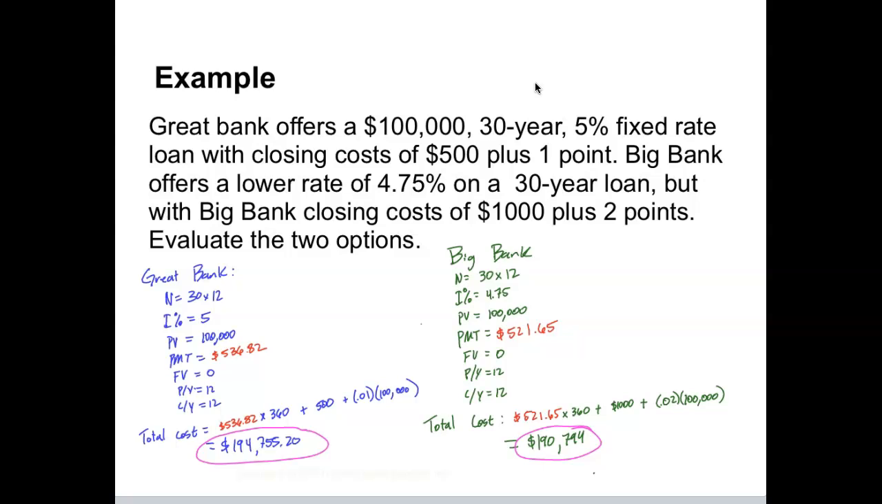All right, so the better bank probably to go with is Big Bank. Even though they have higher closing costs, you end up with a lower monthly payment and a lower overall cost through the life of your loan term.